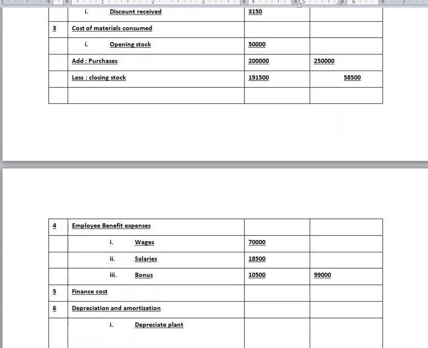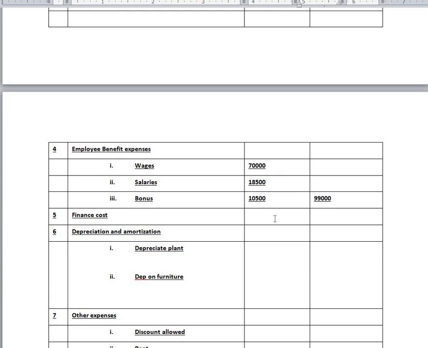Next is finance cost. Now there is no such finance cost given like interest on debentures or interest on discount of shares. So something like that is not given in the question. So you can simply leave it as nil. Okay, you can just give it as nil and move on to the next item.